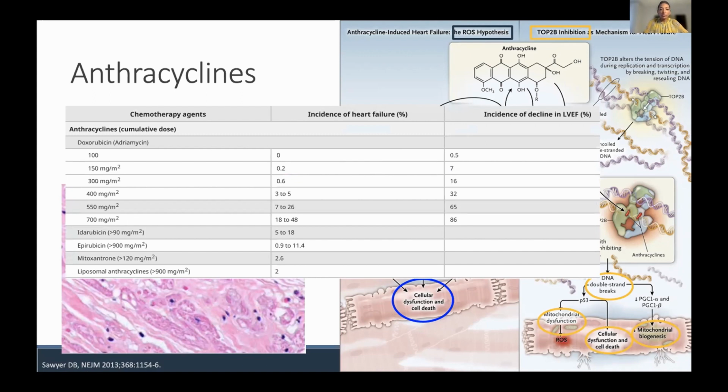It's important to remember that the incidence of heart failure increases with increasing doses of anthracyclines and is different for different types of anthracyclines. The highest incidence is with doxorubicin or adriamycin. And you can see as the dose increases, the incidence of heart failure really shoots up with an inflection point around 300 milligram per meter square, which is why 250 milligram per meter square is considered the cutoff for testing.